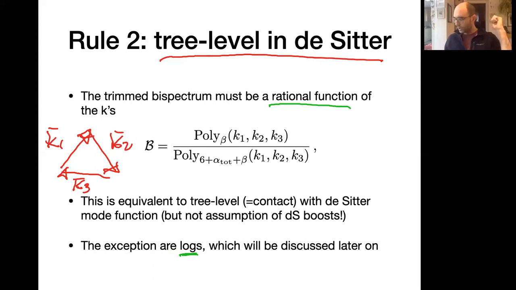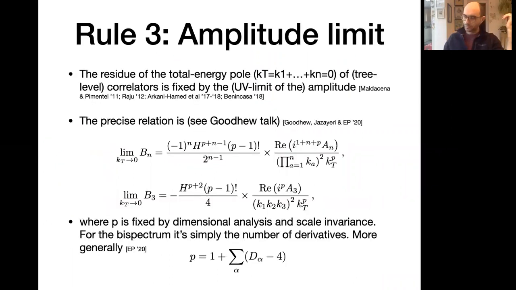And notice that the order of these polynomials is such that beta is scale invariant. So there is beta that you don't know, but everything else is fixed. So you just have to write down two polynomials and then that's the solution.